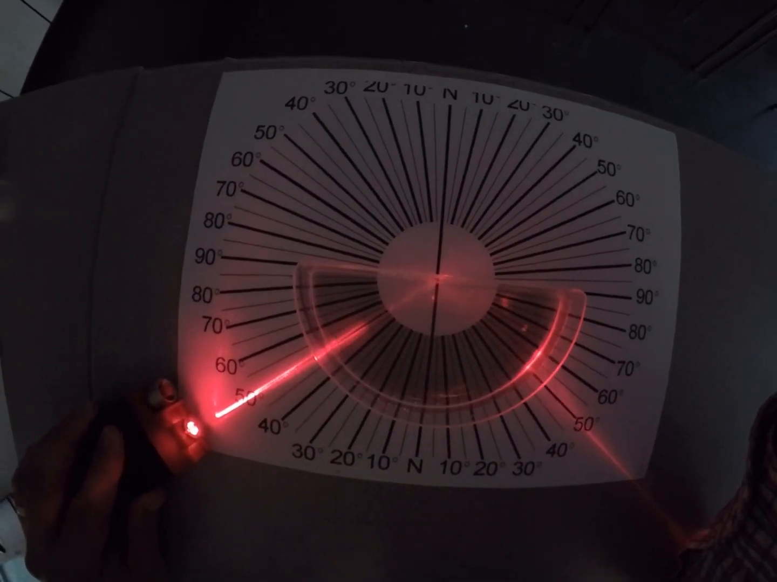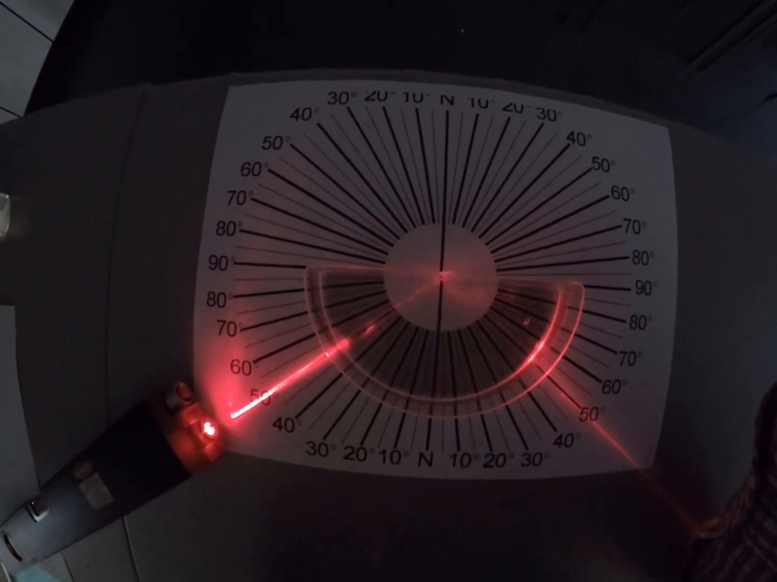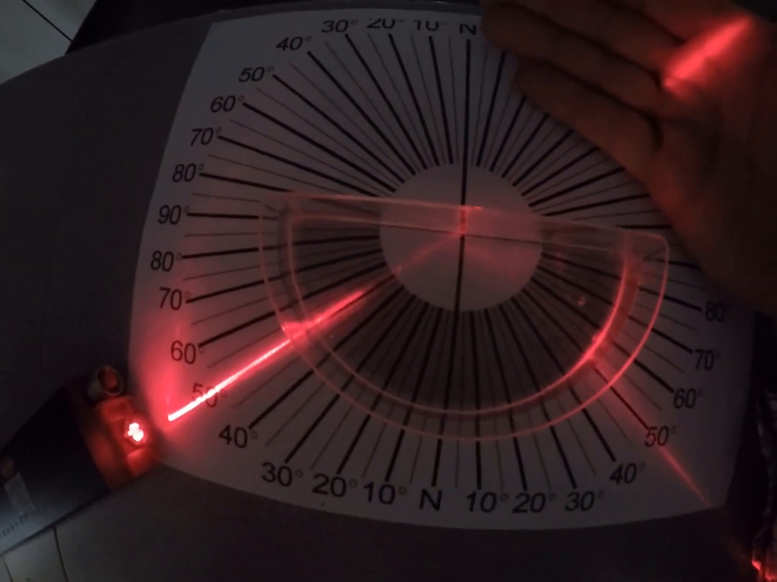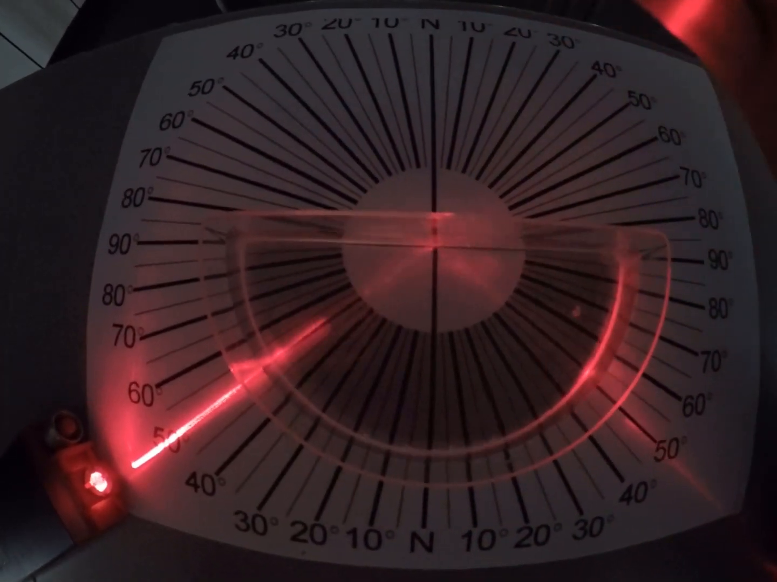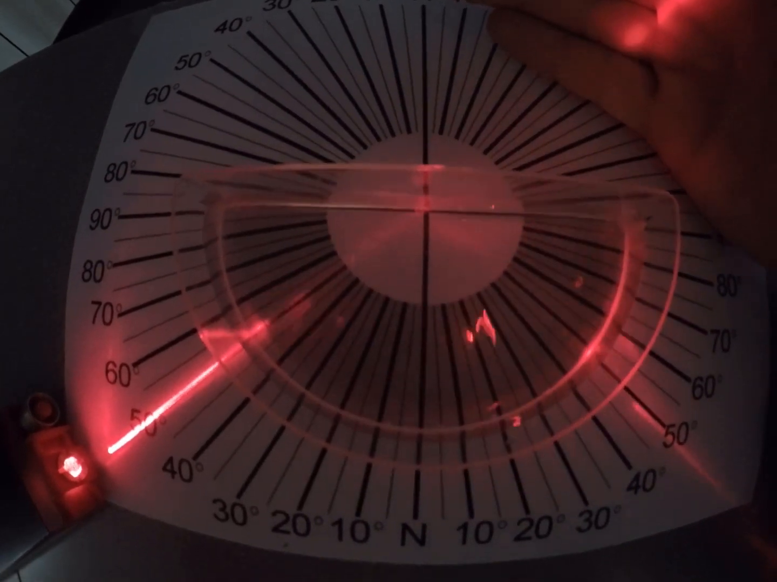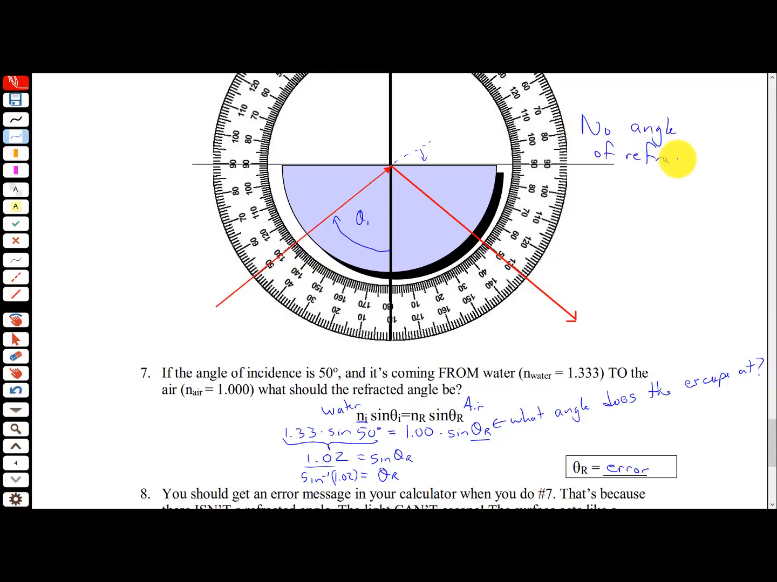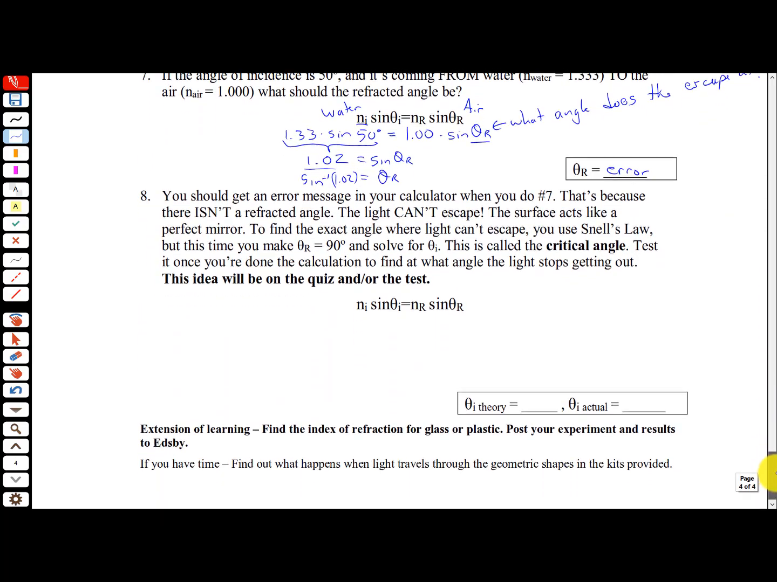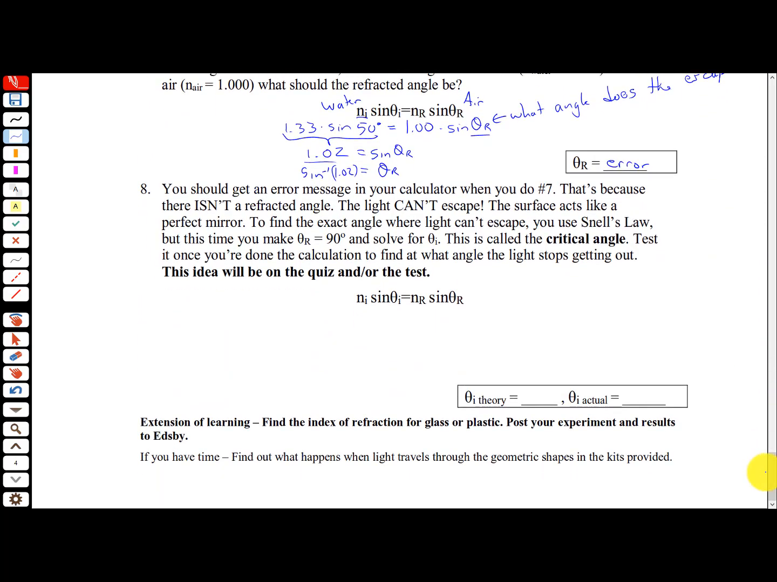And so instead of that light going straight or bending down towards the normal, which it would normally try to do, in this case, there is no such thing. There's no index or no angle of refraction, because the light can't physically get out. It's going to totally internally reflect. There it is. You should get an error message in your calculator when you do number 7. Okay, it's going to act like a mirror. So we call that total internal reflection.